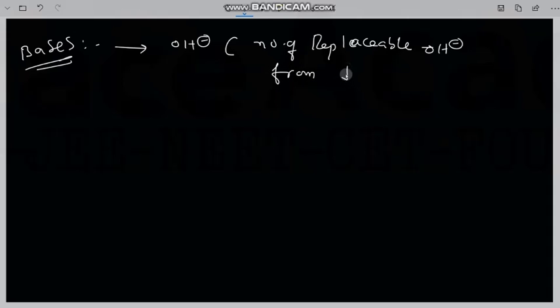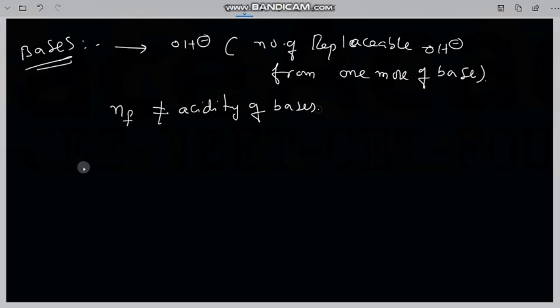So here also, how many moles of base are we taking? We are taking the number of moles of base as 1 mole only. 1 mole of base. For example, the n factor is not equal to acidity also, which is a most important point. That means the n factor is not equal to the acidity of the bases in some cases. If you take the n factor of sodium hydroxide, it is very clear. Sodium hydroxide n factor is 1.